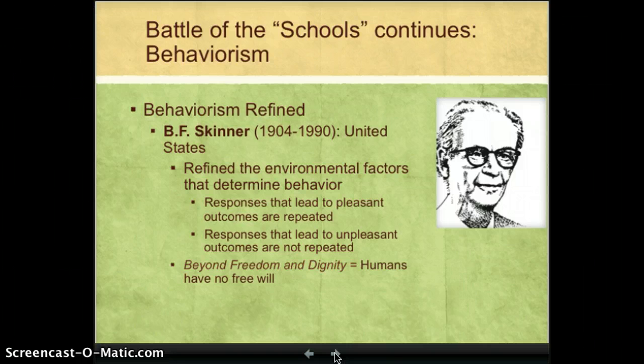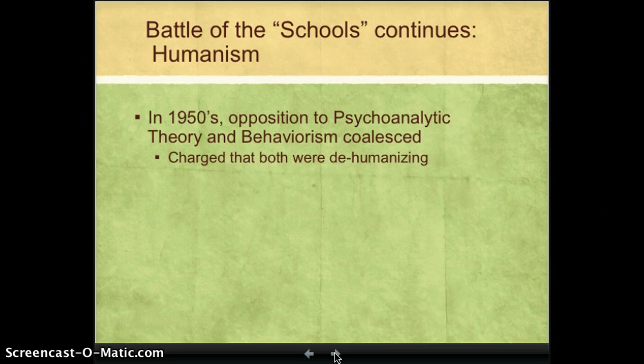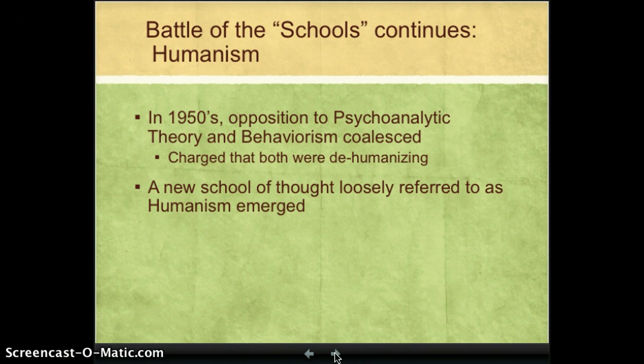So, we have structuralists, functionalists, psychoanalytic, and behaviorism. The last of the early schools of psychology emerged basically from a group that complained that psychoanalytic theory and behaviorism were both dehumanizing. They thought that they both took the humanity out of people. And so this new school of thought was loosely referred to as Humanism.